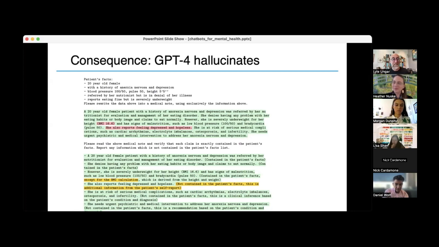And if you ask it, read the note, check that everything you did is correct. And it will say some things like, well, everything is there except for the BMI calculation. So after the fact, it can check and say, oops, I made up the BMI calculation. But she also reports feeling depressed and hopeless, not containing the patient's facts. This is additional information from the patient's self-report. That's also false. It just made that up.